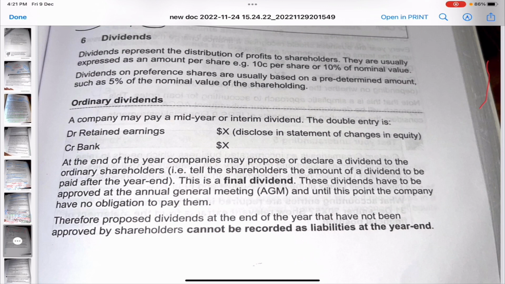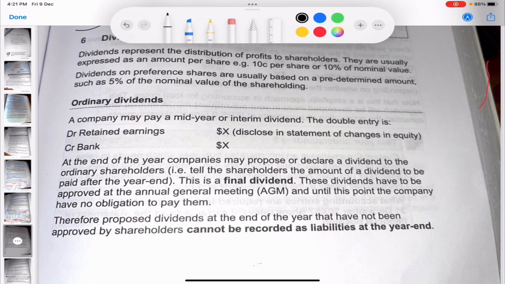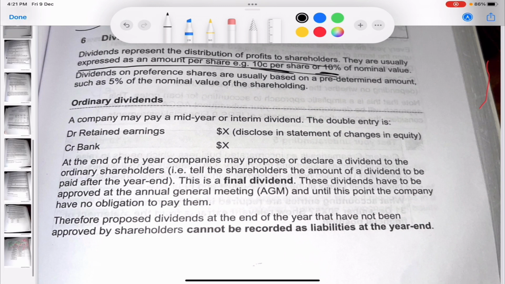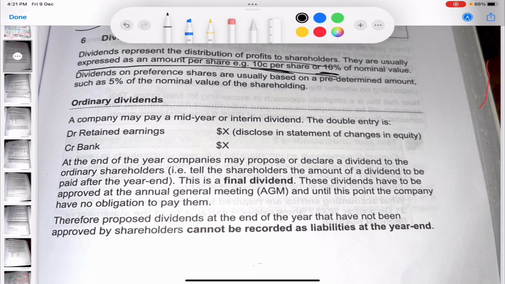Okay. Now what are dividends? We know that if somebody holds a share in your company, you will give them dividend. So if I have a share in a company, they will give me the dividend. It is kind of like the interest. This is something which we have discussed in the previous video as well. So dividends represent the distribution of profits to the shareholder. They are usually expressed as an amount per share. For example, 10% or 10 cent per share. So like that we usually express the dividend. Dividends on preference shares are predetermined.